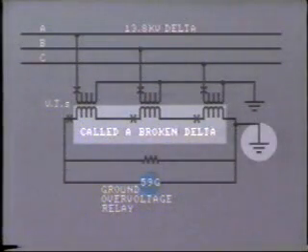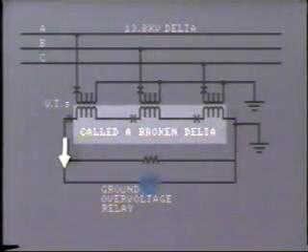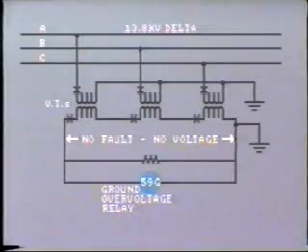One side is grounded like this, and the other feeds a ground over voltage relay. If no fault exists, there is negligible voltage across the relay because the balanced voltages produced in the secondaries cancel each other out.